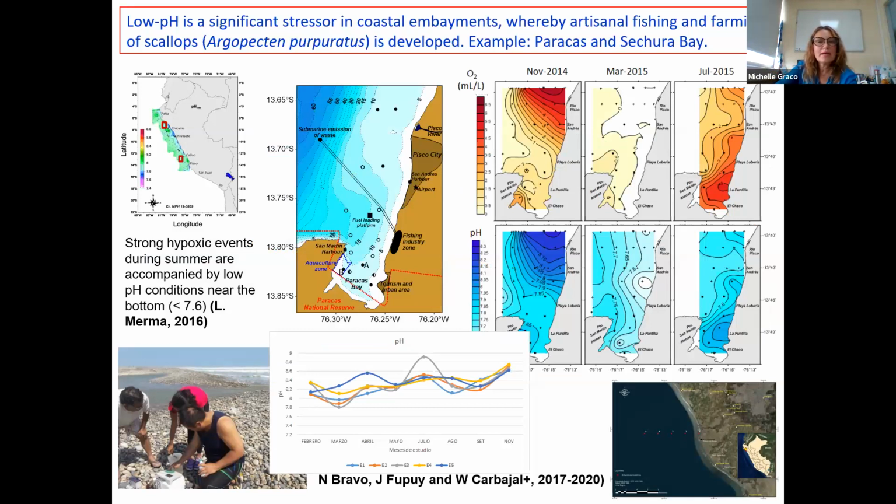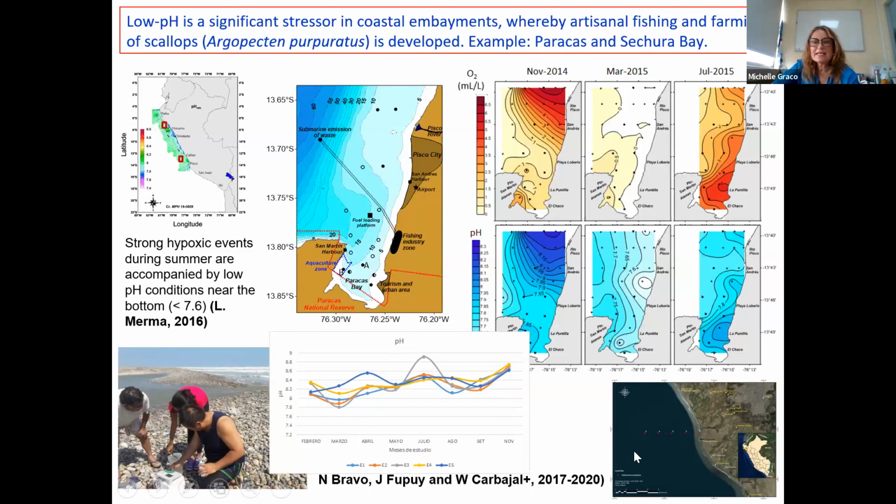from the Peruvian coast, and it is also important in the bays. We have several bays with a high activity of aquaculture. These are two examples. One is from Lande Merma in Paracas that shows the change, for example, in oxygen and pH, and relates this extreme anoxic event with very low pH conditions. And this is very important for aquaculture, the concha abanico in the area.